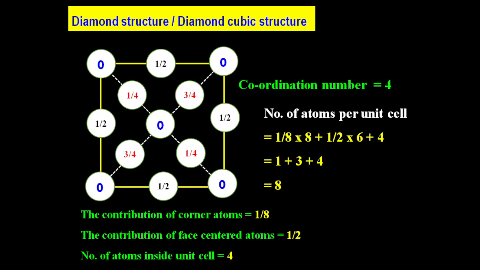Okay, now we have seen the diamond structure 3-dimensionally and how to put the atoms along the diagonal which are present inside the unit cell, and we have also calculated the coordination number and the number of atoms per unit cell. Now we will see how to establish the relation between radius of atom and side of the unit cell. You know that the diamond structure is a cubic structure, so all sides of the unit cell are equal. Suppose A equal to B equal to C, all sides of the unit cell are equal.